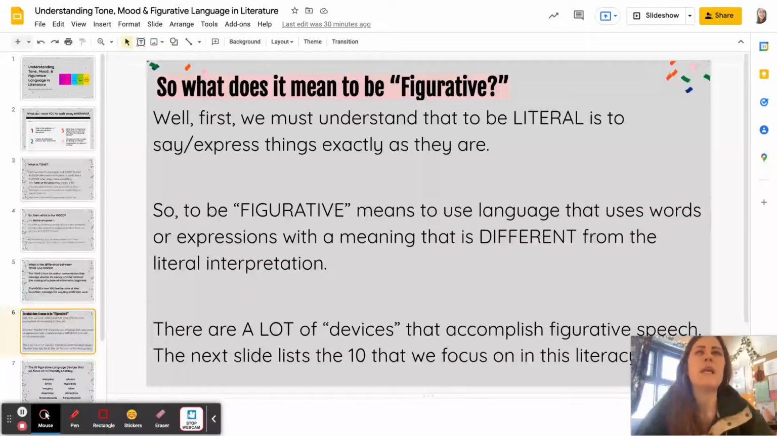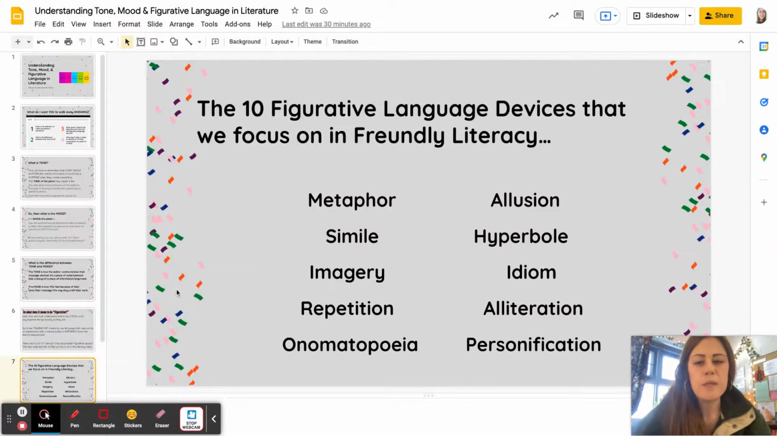Like when you see a simile or a symbol or a metaphor or a moment when the cat's out of the bag, or an idiom, that is a phrase that means something that commonly people understand, but it is not to be interpreted literally word for word. There are a lot of devices that accomplish these forms of speech in all languages, but specifically I'm talking about the English language. The next slide lists the 10 devices that we have focused on a lot this year: metaphor, simile, imagery, repetition, onomatopoeia, allusion, hyperbole, idiom, alliteration, and personification.